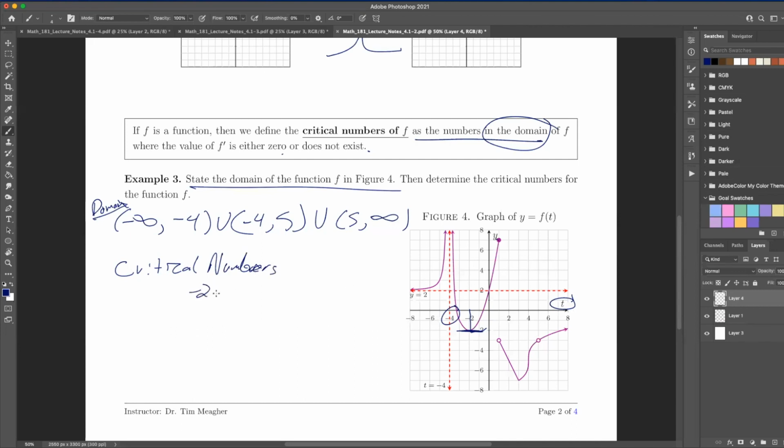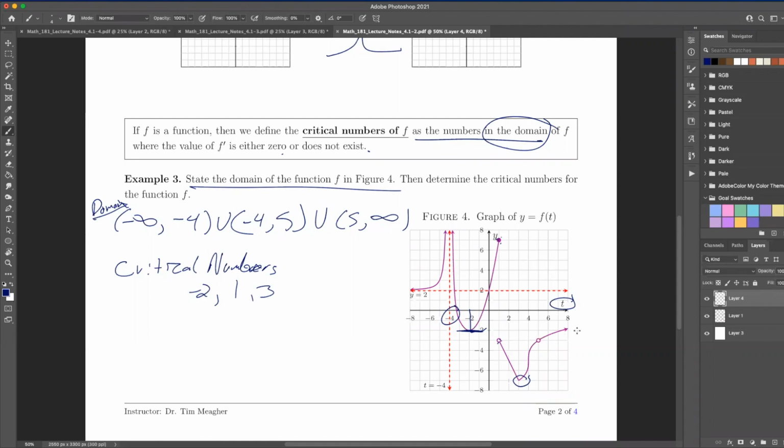are -2. Here, my derivative doesn't exist because here I have a jump, right? Remember, jumps don't allow for derivatives. And that occurs at 1. And then right here, the derivative doesn't exist. That's a sharp corner at 3. And then here, the derivative doesn't exist, but it's also not in the domain at 5, and everything else looks okay. And so here we have our critical numbers of -2, 1, and 3.